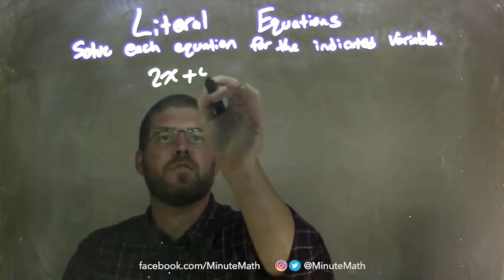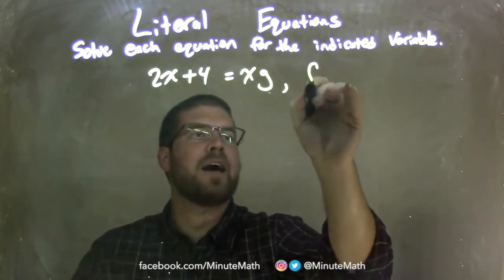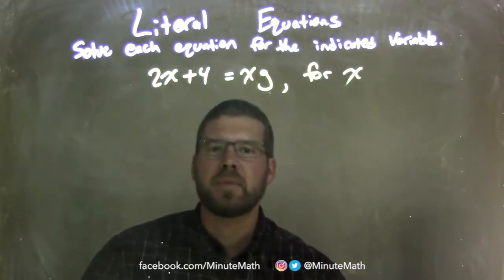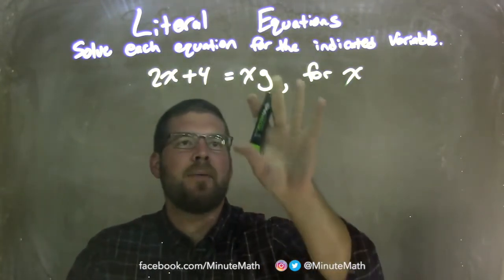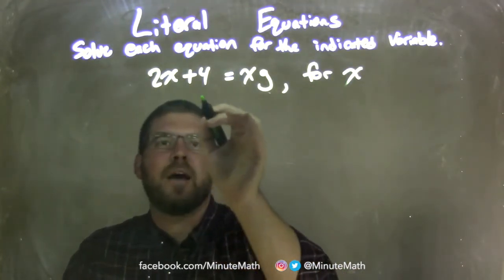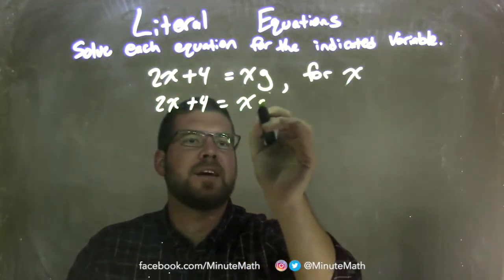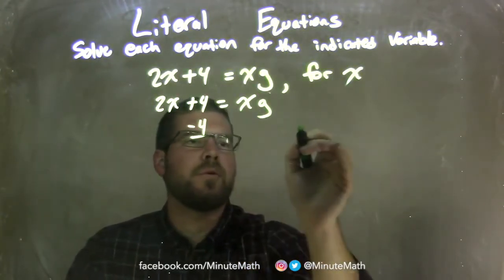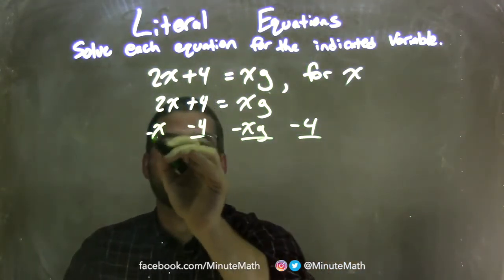2x plus 4 equals x times g, and we're solving that for x. Well, what I'm going to do here is bring my numbers to the right and my variables to the left. So I'm going to rewrite this, 2x plus 4 equals x times g. And I'm going to subtract a 4 from both sides, and I'm going to subtract an xg from both sides.